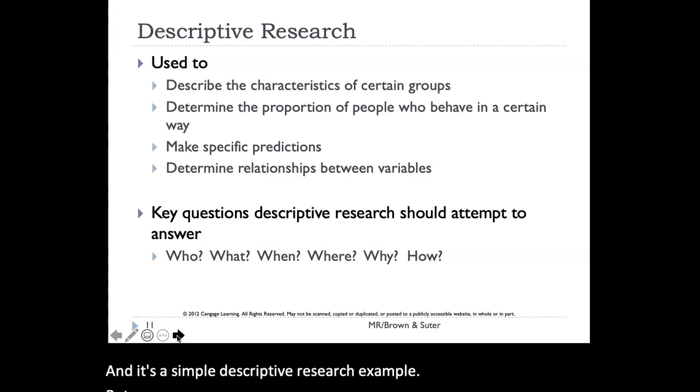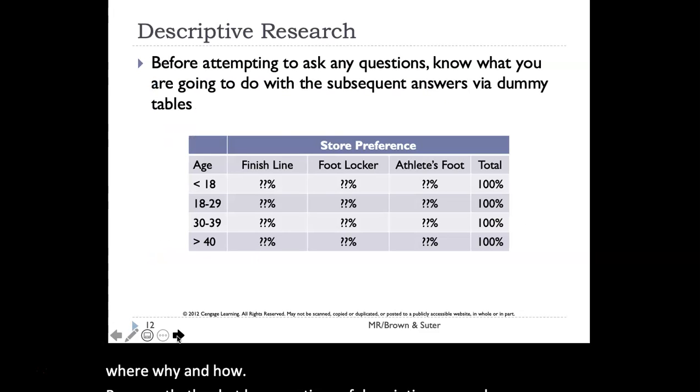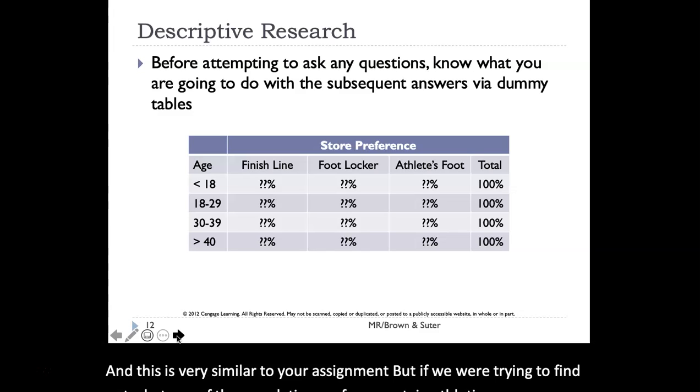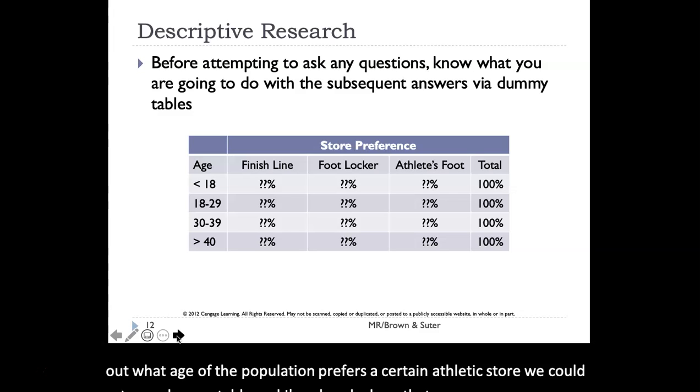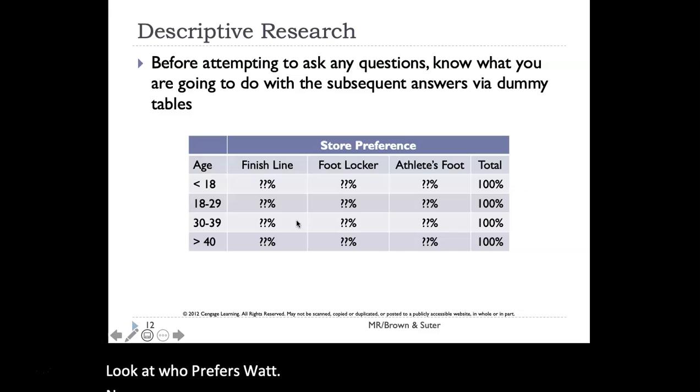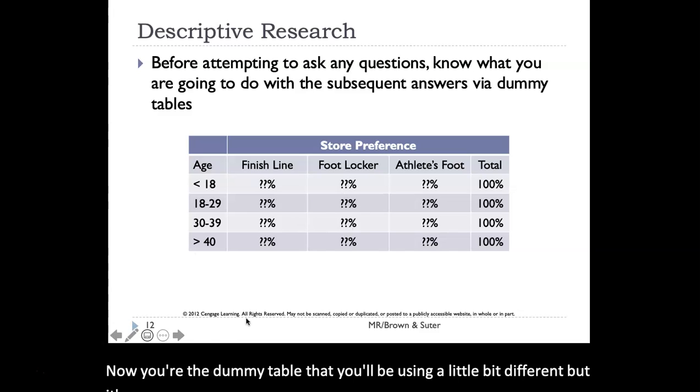But when we're describing something, think of the who, what, when, where, why, and how, because that's what the key questions of descriptive research uncover. And this is very similar to your assignment. If we were trying to find out what age of the population prefers a certain athletic store, we could set up a dummy table, and I've already done that for you in your assignment. Set up a dummy table to look at who prefers what. Now, the dummy table that you'll be using is a little bit different, but it's very similar as well.